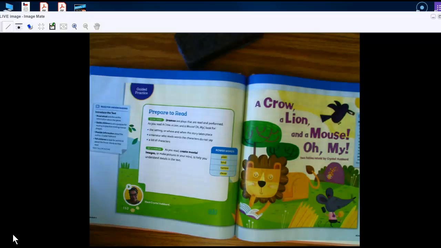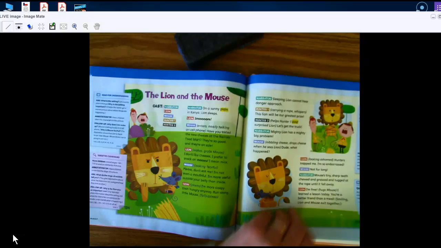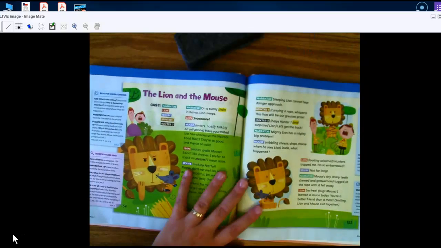There's a setting, that's where and when it takes place. There's characters, in this one the characters are all animals. And then there's a narrator in these dramas. The narrator is not a character. It's just a person that tells us what's happening in the story. So we're just going to read the first one. The Lion and the Mouse. Only these 2 pages today.